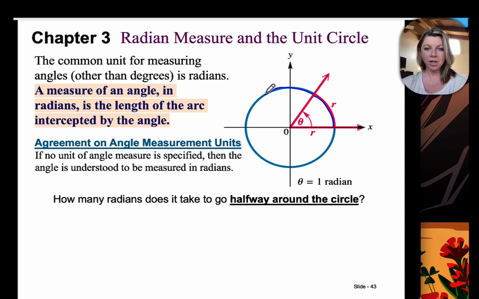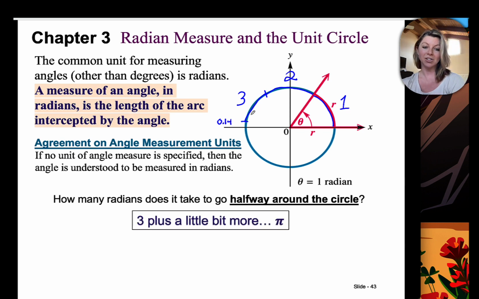Let's have a second one, maybe to right here, a third one. You might have thought the third one would reach all the way around. It's close, but it's actually 1 radian, 2 radians, this third radian, and then a little bit more. It's actually approximately 0.14 more. So you may have seen this value representing our answer, 3 plus a little bit more, or we use the symbol pi for that. And it's approximately 3.14.